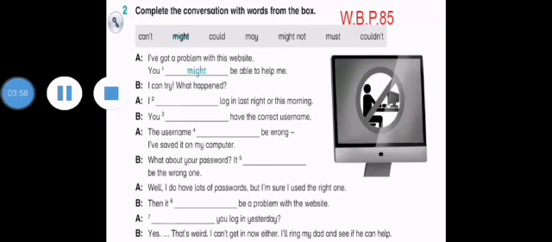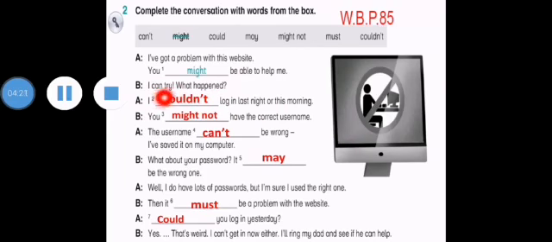Now, let's have a look at your answers. Let's begin with A. I've got a problem with this website. You might be able to help me. Yes, it is a present deduction.